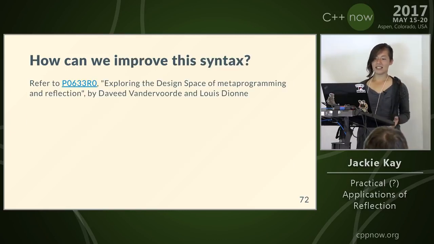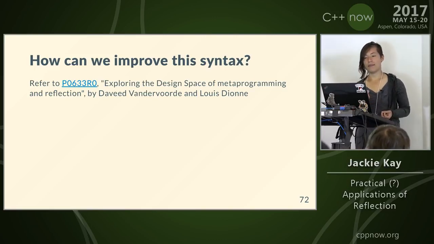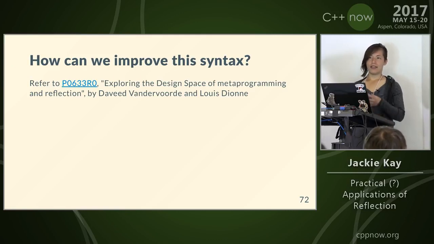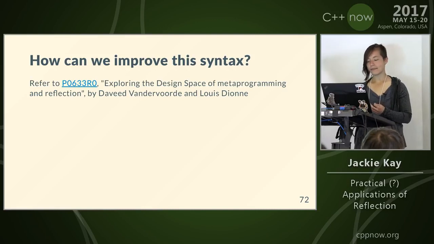So there's some ideas in another paper, which was written by David and Louis. It's called Exploring the Design Space of Metaprogramming and Reflection. And that makes the point that we can't move forward with reflection unless we have better facilities for metaprogramming in the library, for dealing with compile time sequences, for dealing with the issue of declaring an identifier at compile time rather than doing some hack with the preprocessor.